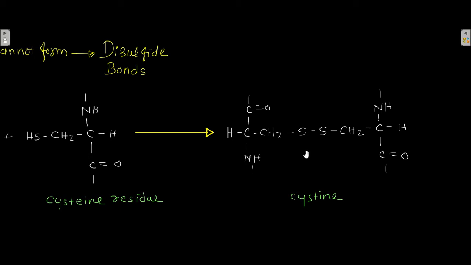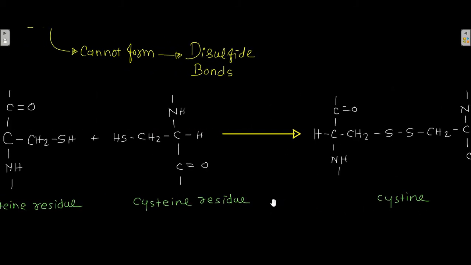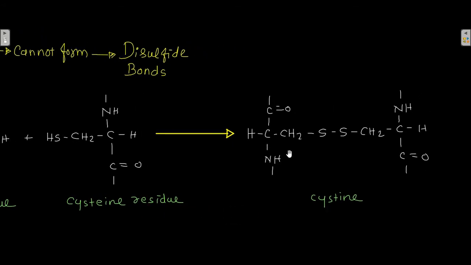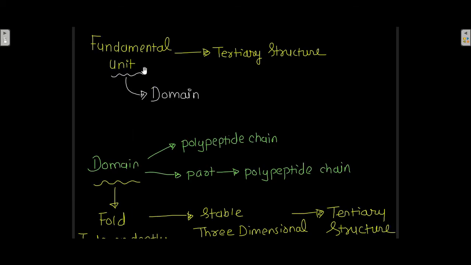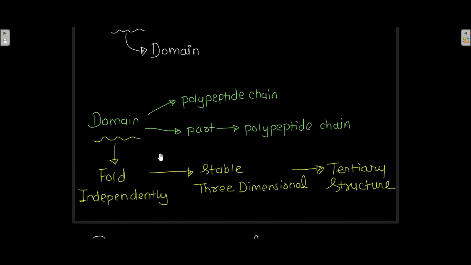And this is cysteine. These two amino acid residues are cysteine residues, and this whole thing which is getting formed is cystine. The fundamental unit of the tertiary structure is known as domain. What is domain? The fundamental unit of the tertiary structure is domain. A domain is a polypeptide chain, or a part of the polypeptide chain, which can fold independently into a stable three-dimensional tertiary structure.